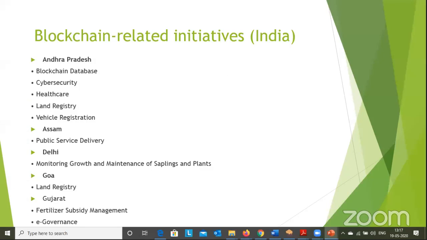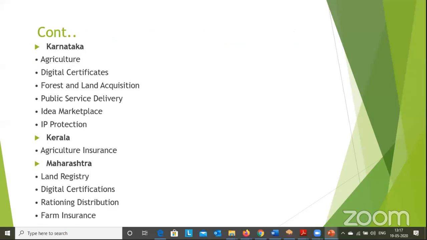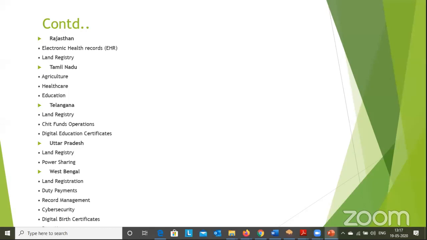Now we can see the slide. Why is blockchain technology so popular? The government of India and governments across the world have already initiated many projects through blockchain. For example, in Andhra Pradesh, blockchain projects have already been initiated, like blockchain database, cyber security applications, healthcare applications, land registry, vehicle registration. Similarly, you can see in other states also, like Assam, Delhi, and Karnataka. In many places blockchain is going to be deployed, which offers transparency as well as security. These are the use cases.